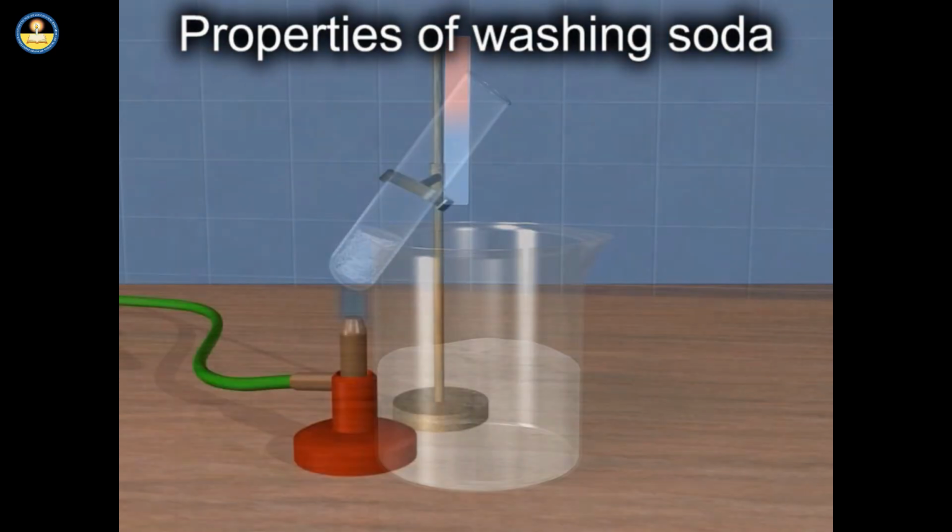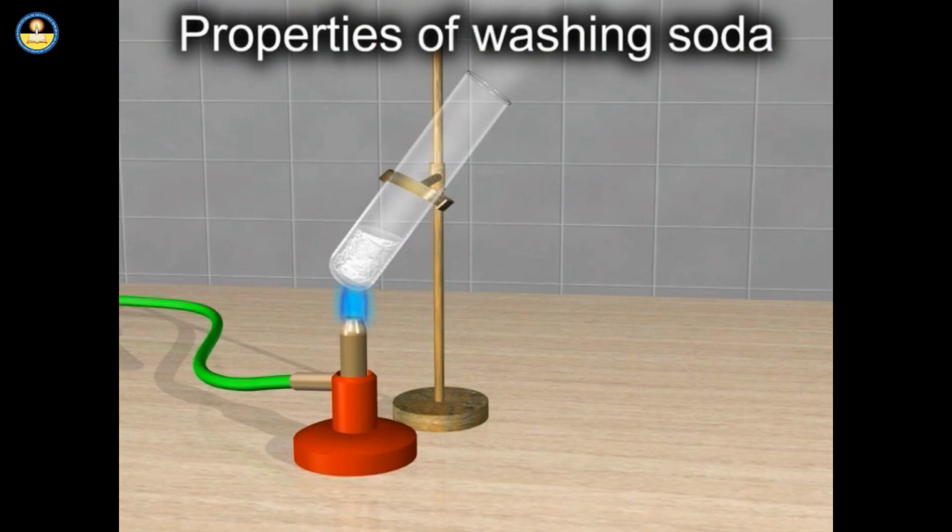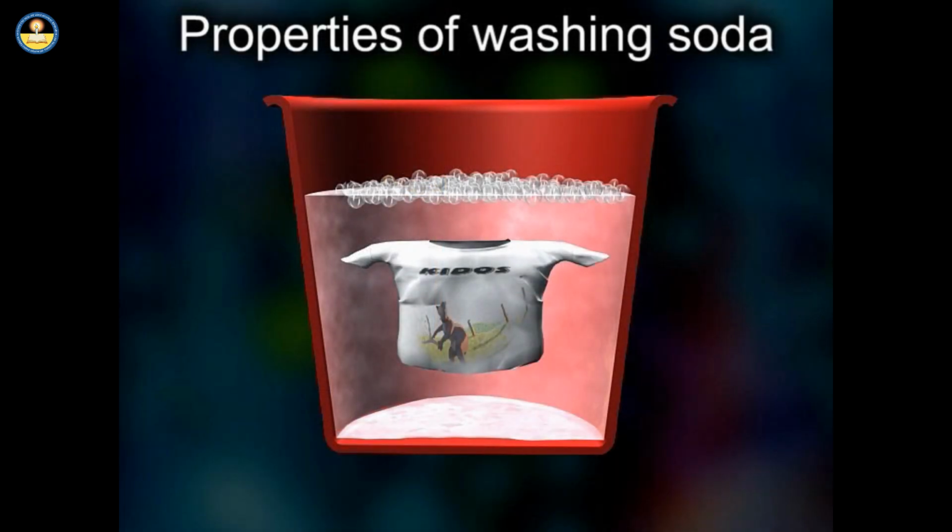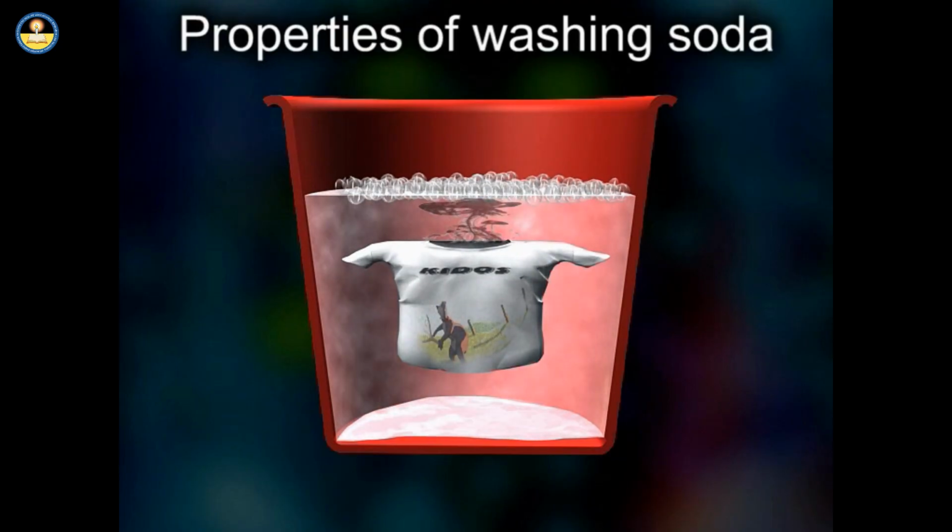Upon strong heating, it loses the molecules of water of crystallization and changes to anhydrous salt, which is a white amorphous powder. It is called soda ash. Washing soda has the property to remove dirt and grease from dirty clothes. That is why it is called washing soda.